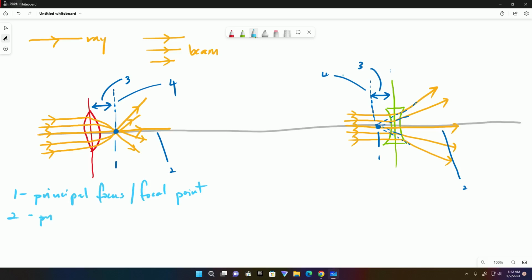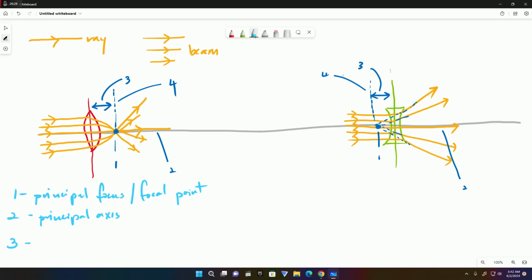2 is the principal axis. Now, the principal axis is the line along which, if a ray of light travels along that line, its path is not altered or changed. So any light traveling along the principal axis basically passes straight through the lens and just goes on its merry way.